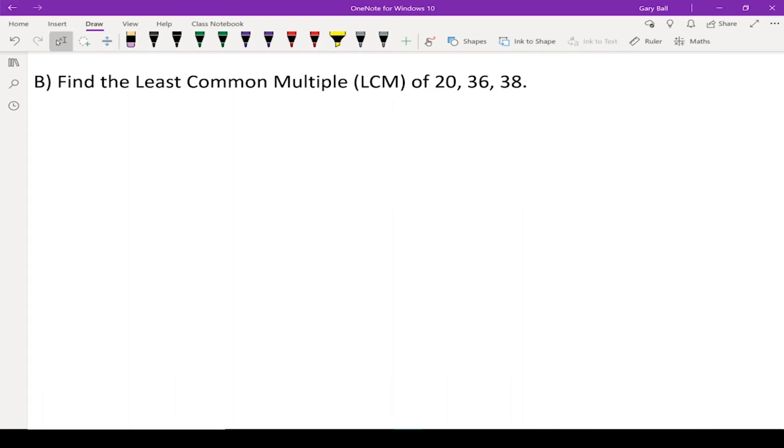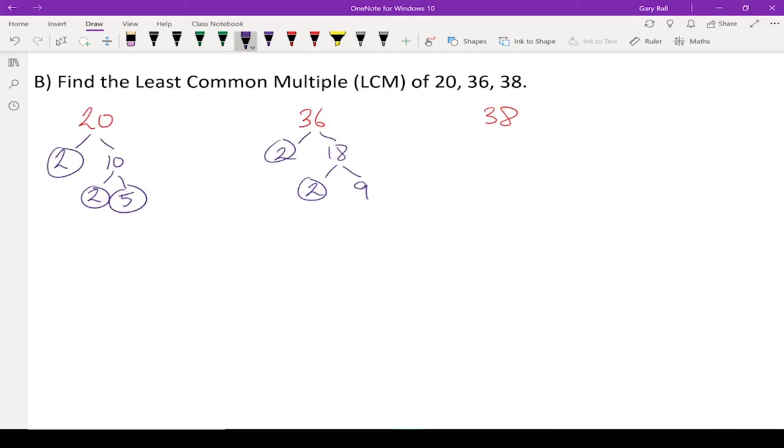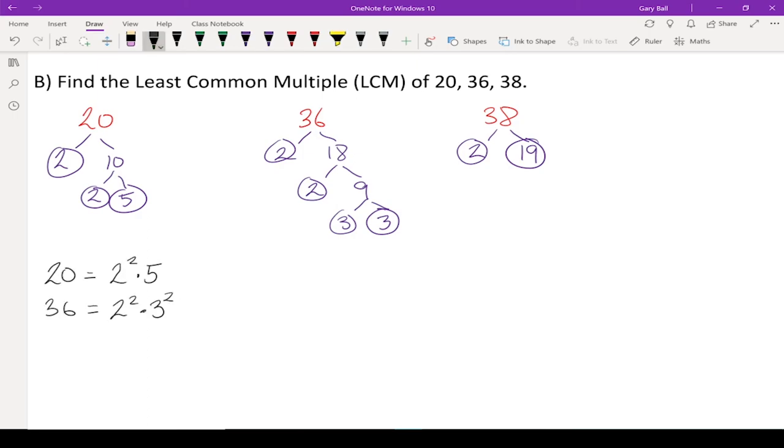Let's do one more example. Let's find the lowest common multiple of 20, 36, and 38. Start with prime factorization. Now I've broken down each of those numbers into its prime factors. Let's write those out. Once again, notice how I've written them out using powers. It's more convenient for this method. Our next step is to identify all of the factors we've got. We've got twos, we've got threes, I've got five in there. It looks like I've got a 19 as well.